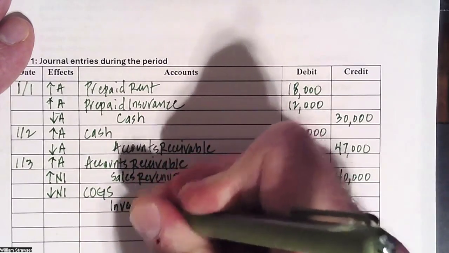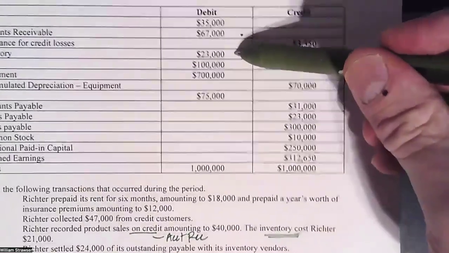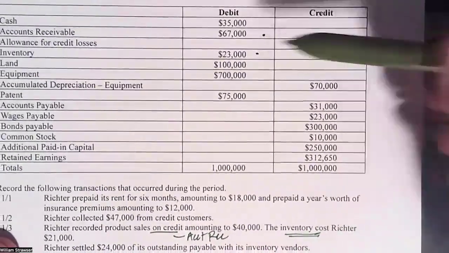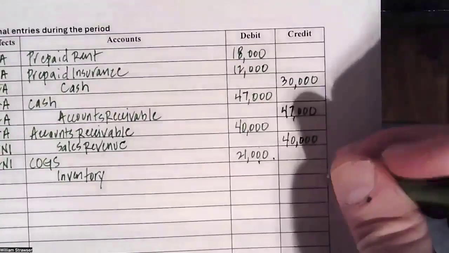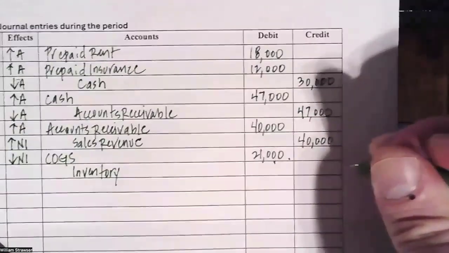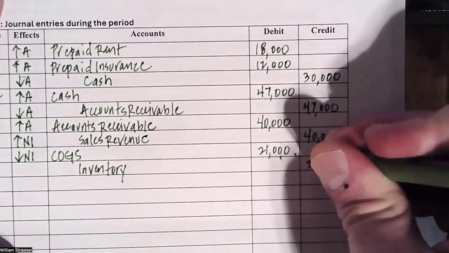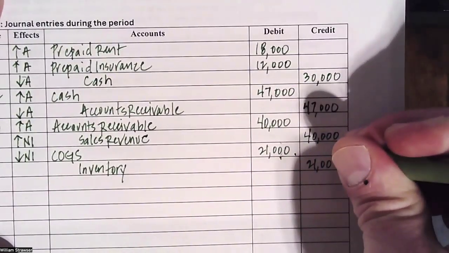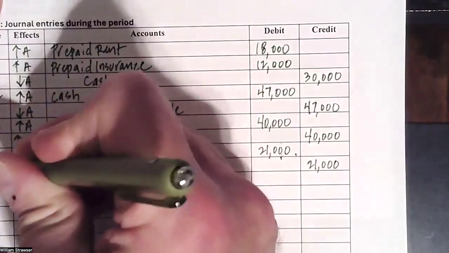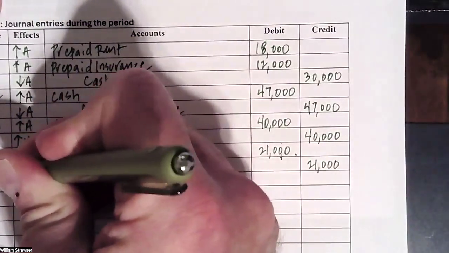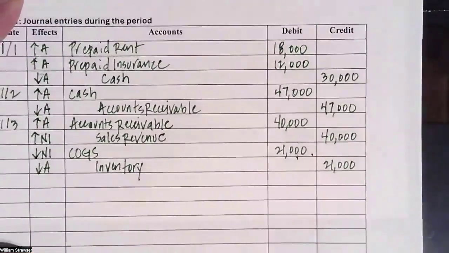We also need to lower our inventory account because we had a pool of inventory to sell, 23,000, but now we've sold 21,000 of it. So that will result in a reduction of our inventory, which needs to be noted as a credit to the inventory account and ultimately reduces our assets.